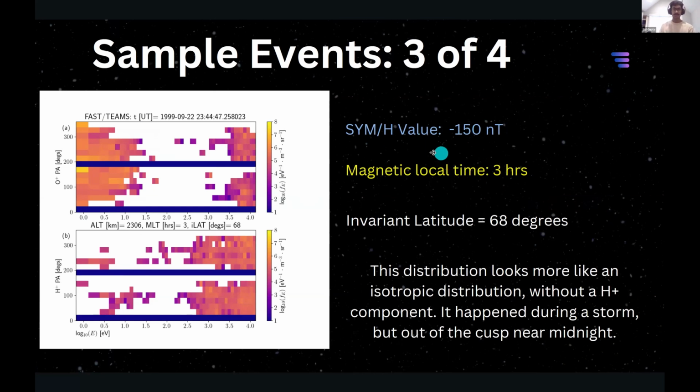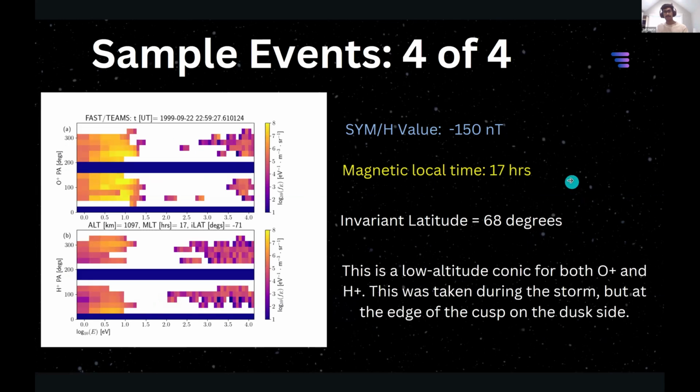And so our third sample event had a SIM-H value of negative 150 nanoteslas with a magnetic local time of 3. This distribution doesn't really look like a conic. It looks more isotropic, like all the colors are the same. There are the same number of ions at each angle, and it also doesn't have a hydrogen plus component. So it happened during a storm, but it was out of the cusp, near midnight.